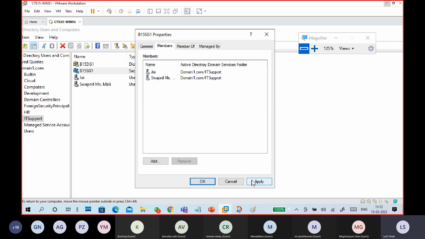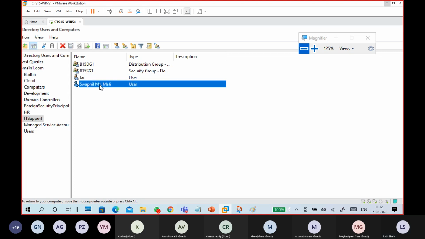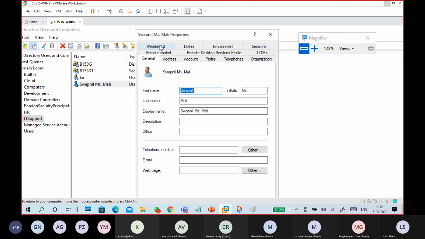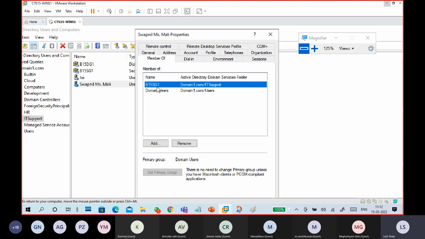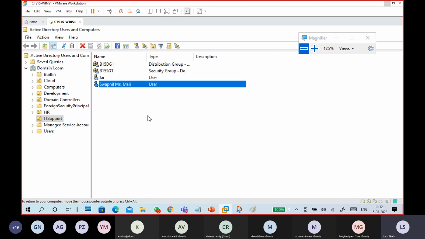See, I have two members now. It means in this group, two users are there. So I'm going to Swapnil's members. Look at here, I belong to this particular group. So this way also you can join a group.